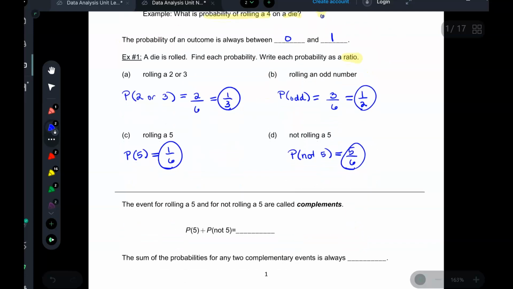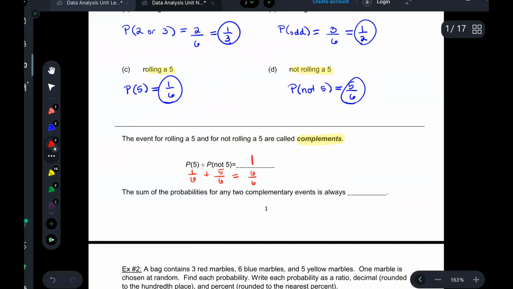Now those last 2 examples, rolling a 5 and not rolling a 5, are examples of complements of each other. The probability of rolling a 5 was 1 out of 6, and the probability of not rolling a 5 was 5 out of 6. So what are we always going to get? We're always going to get 1 for that. So the sum of the probabilities for any 2 complementary events is always 1.